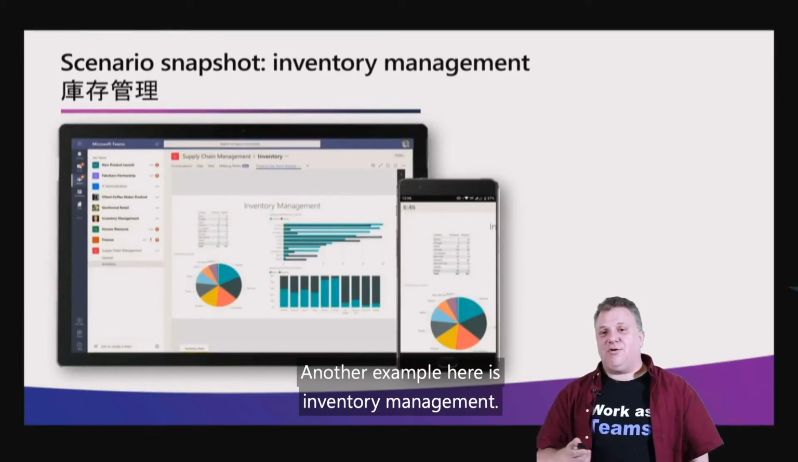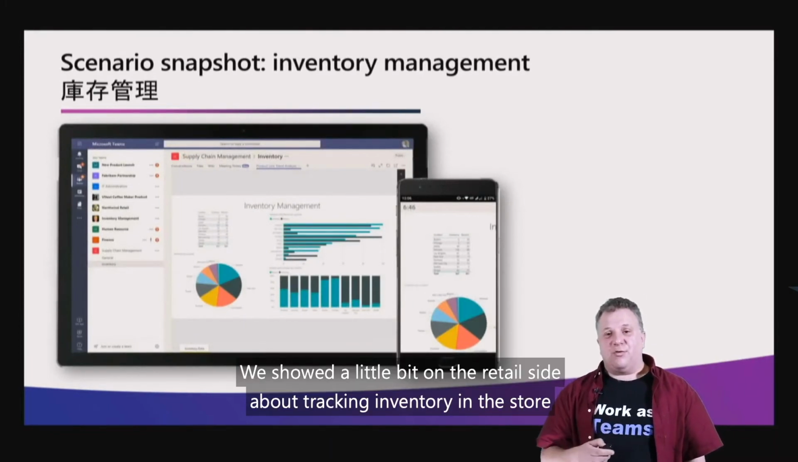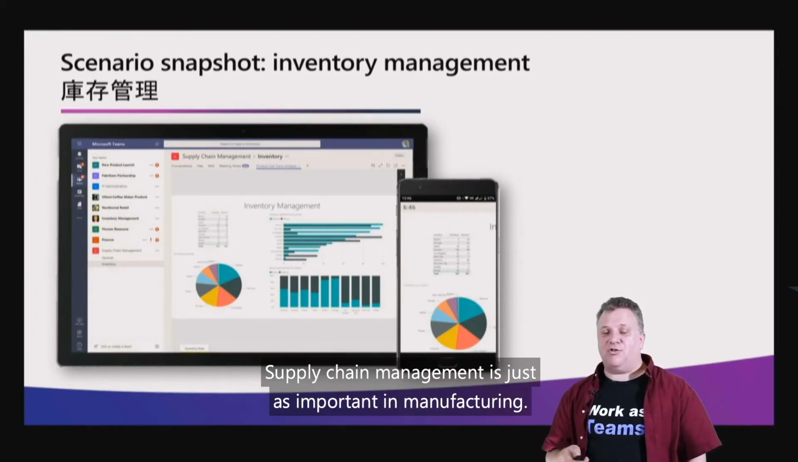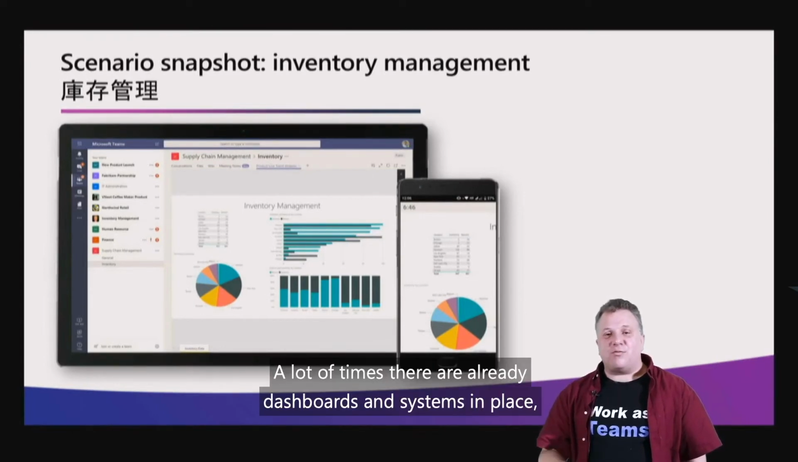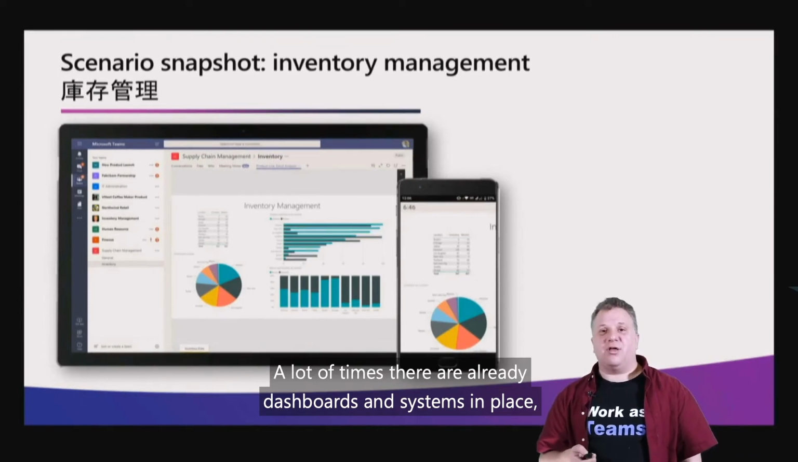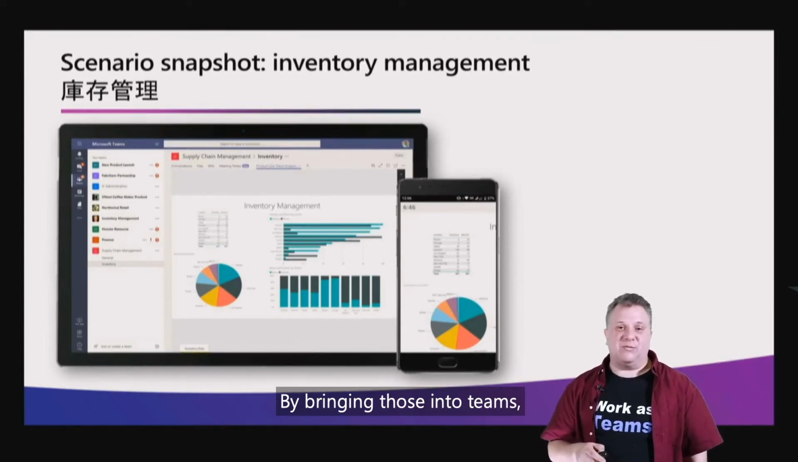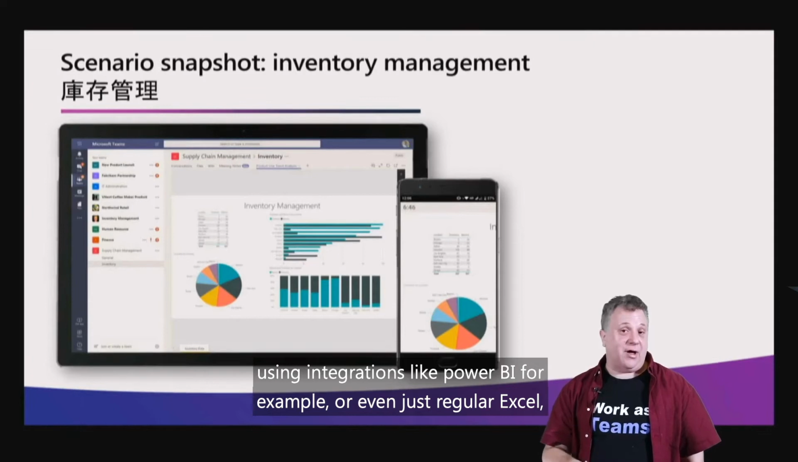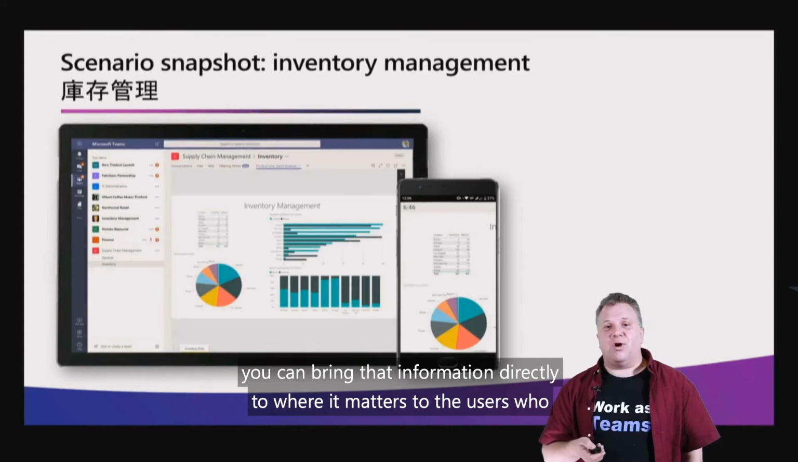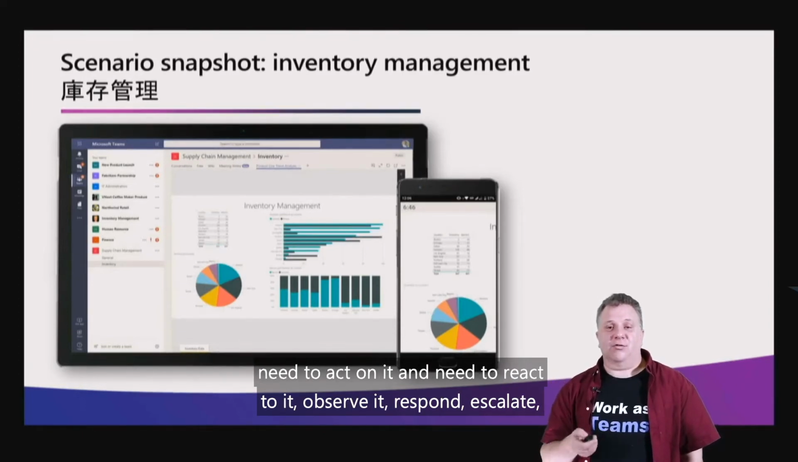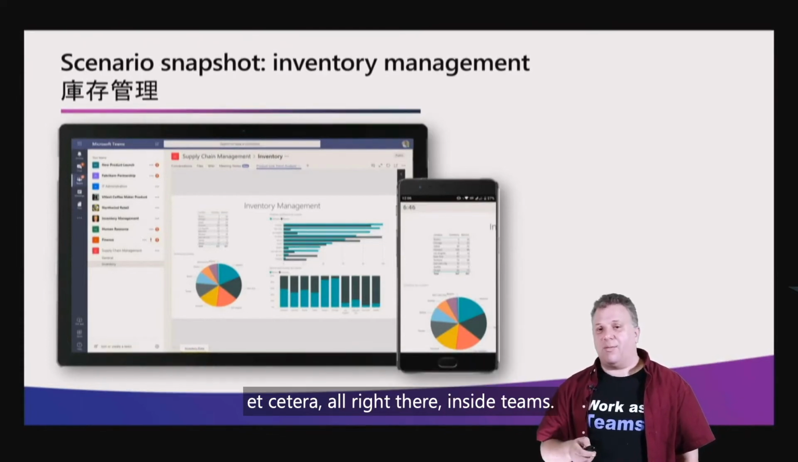Another example here is inventory management. We showed a little bit on the retail side about tracking inventory in the store. Well, inventory and supply chain management is just as important in manufacturing. A lot of times there are already dashboards and systems in place, but they're not always accessible or widely used. By bringing those into Teams, using integrations like Power BI, for example, or even just regular Excel, you can bring that information directly to where it matters, to the users who need to act on it and need to react to it, observe it, respond, escalate, etc., all right there inside Teams.